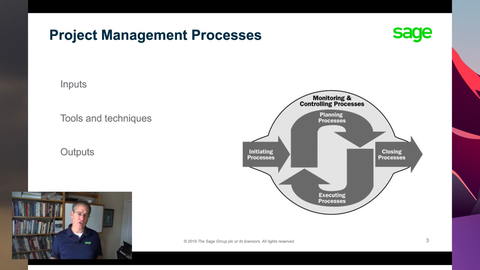Now I've got a graphic that I'll show you in a few minutes that I think really illustrates this. By the way, on the left-hand side of this graph, you see the inputs, tools and techniques, and outputs. Each of the 5 process groups has a series of these inputs, tools and techniques, and outputs. What we're going to be talking about today is specifically the output of the initiating process. I'm going to give you some hints about the inputs and the tools and techniques, but we're going to spend the bulk of our time focused on the output of this initiating process, not the planning process.